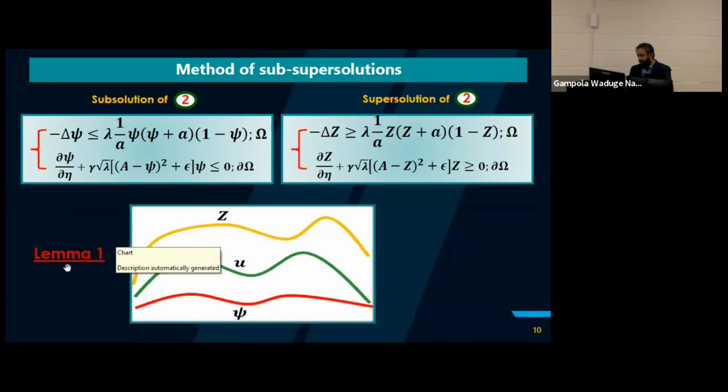All right, so this is the first lemma that I'll be using in establishing my results. If you have a subsolution psi and a super solution z such that your super solution is bigger than or equal to the subsolution, then the conclusion is that you have a positive solution in between your sub and super solutions.